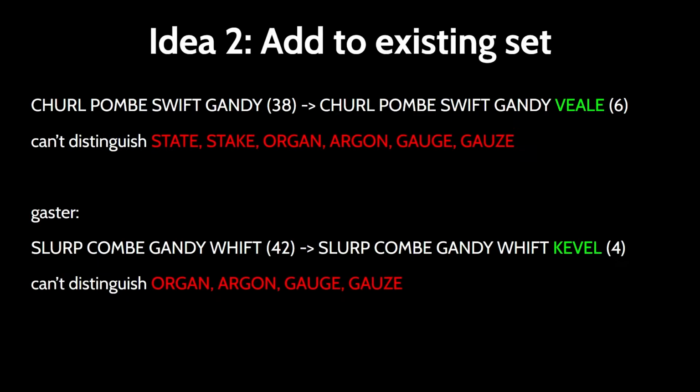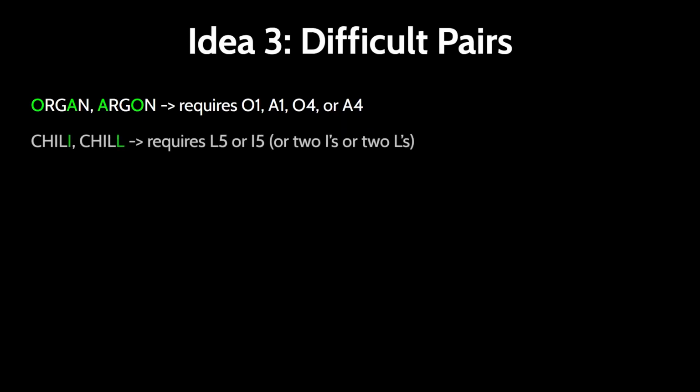Looking at pairs like organ and argon or gauze and gauge turns out to be the key to finding better 5-word sets. Consider the words organ and argon. For a word set to distinguish these 2 words, it has to have either an A or an O in either the first or 4th position of a word. For another example, to distinguish chili and chill, either an I or an L at the end of a word is needed.